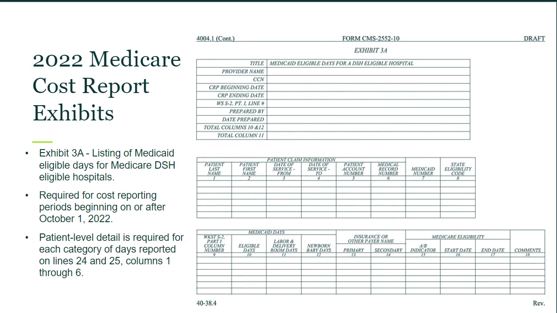The one thing that we're looking at right now is the Medicare DSH template. As you can see, they're asking for all the patient demographic information. But one thing I wanted to highlight was column 8, which is the state eligibility code. They are now wanting that in your DSH listing. And I know, obviously from experience, ensuring that you have a program code for all days that you're claiming in the cost report can be difficult.